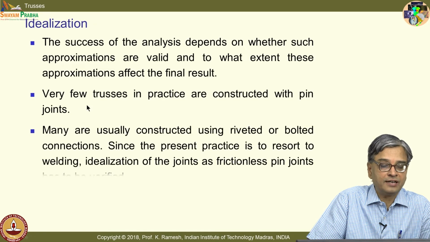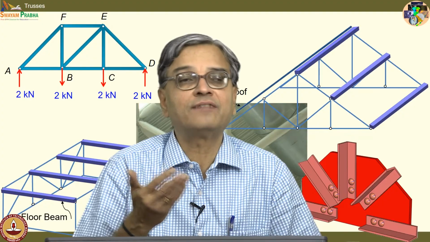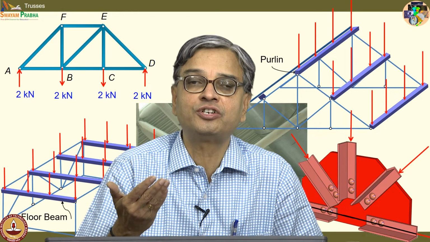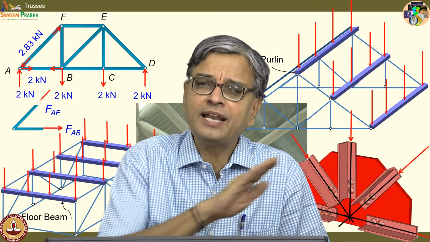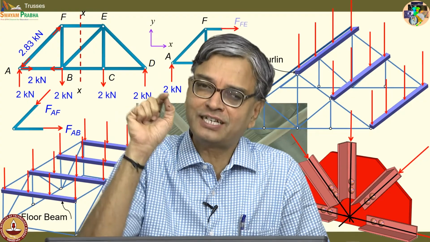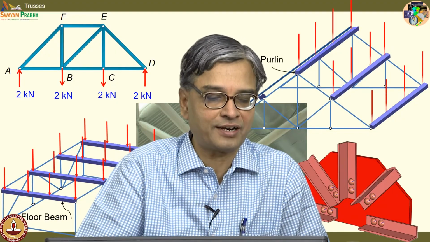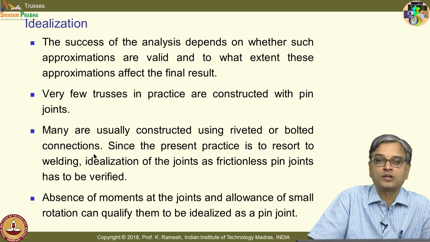As I mentioned earlier, very few trusses in practice are constructed with pin joints. The only truss which I could see in our near vicinity is what you have in Central Station. When you have the next opportunity to visit the Central Station, the old part of the station is completely built on pin joints. You have a rod, they have just inserted a pin, and you have that roof standing for maybe 100 years. When you have an opportunity, please go and have a look at it. Many are usually constructed using riveted or bolted connections.